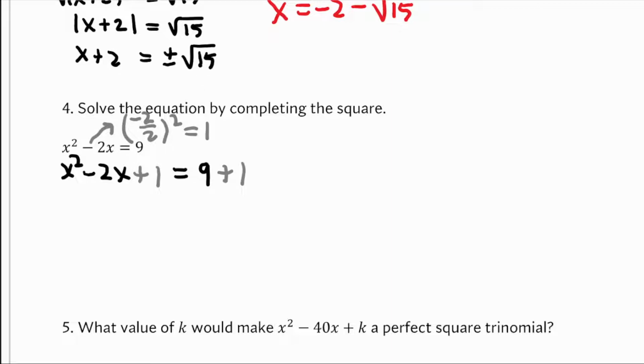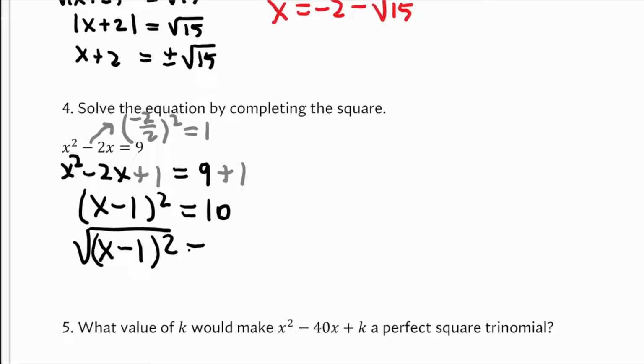Okay, on the left, I can factor this, and this will become (x - 1) squared. And that'll equal 10. Okay, I can take the square root of both sides, and I'll say the square root of (x - 1) squared equals the square root of 10. Okay, that's going to be the absolute value of x - 1 equaling the square root of 10.